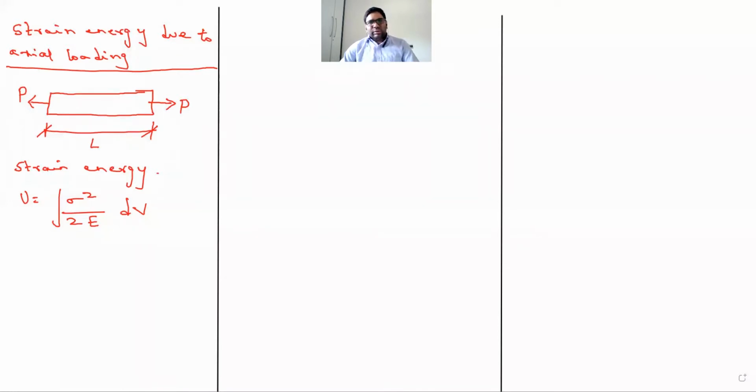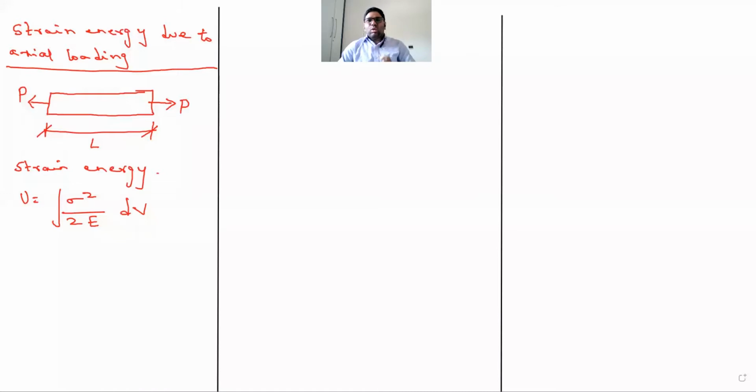Okay. So if the strain energy density is constant, then we will get the expression as sigma square by 2E into volume. This is what one might have studied in strength of materials, how to get the strain energy. We use the integral because we are trying to get it for the entire component or the entire body as a whole. That's the beauty of integration also. And the way we got this expression is also very simple.